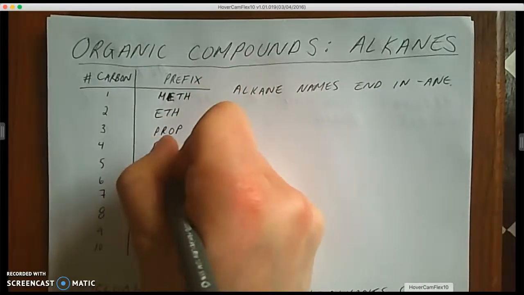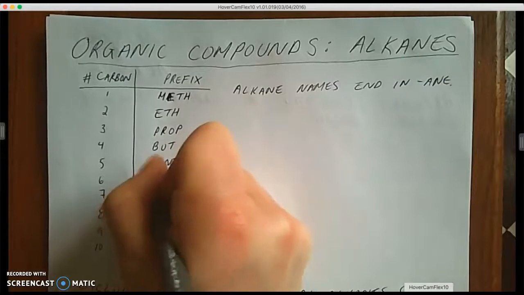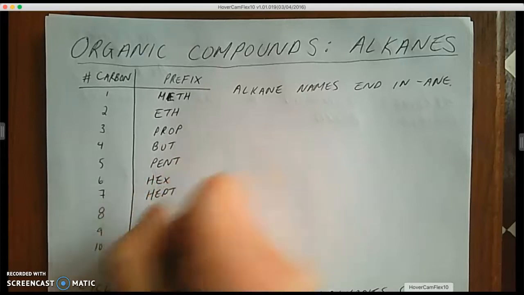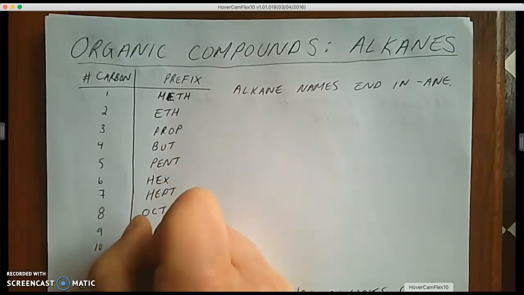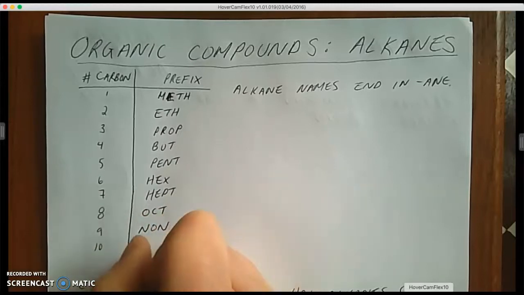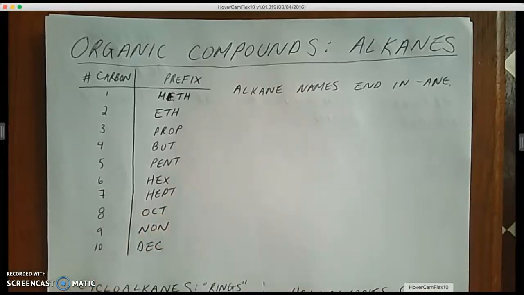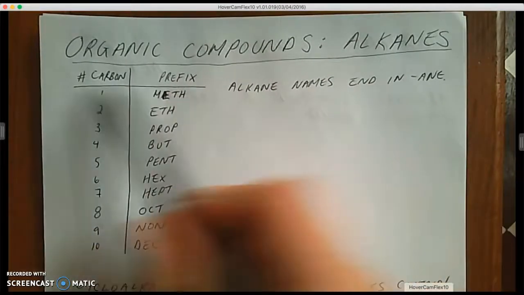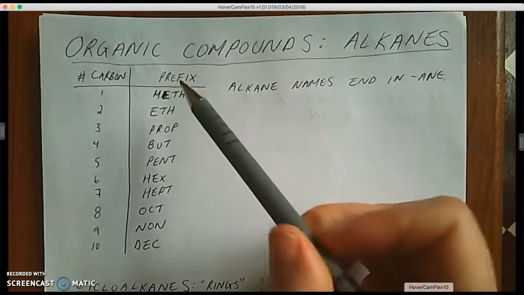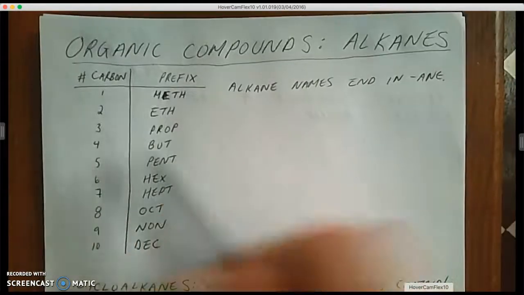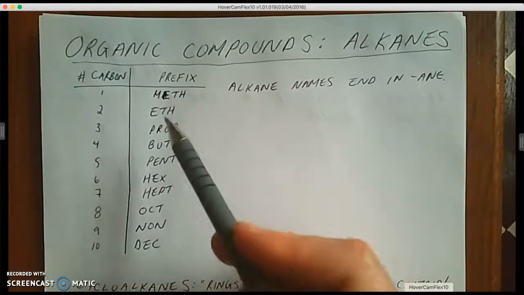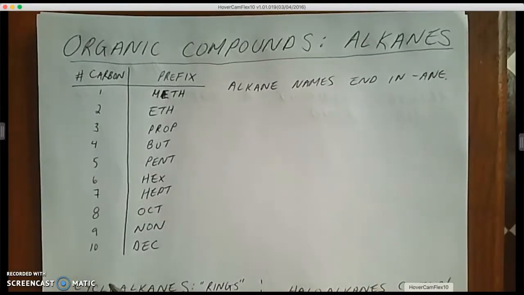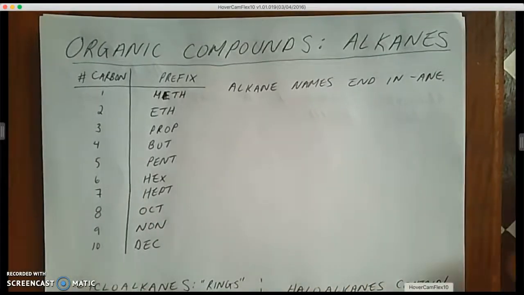5 carbons, pent. 6 carbons, hex. 7 carbons, hept. 8 is oct. 9 is non. And 10 is dec. Okay? And it's probably helpful for you to have a sheet while we go through this, and if you're doing any practice questions, it's probably really helpful for you to have a sheet that says these things on it. So it might not be the worst idea to pause the video, grab a piece of paper, and just copy this table out for yourself so you can refer back to it.